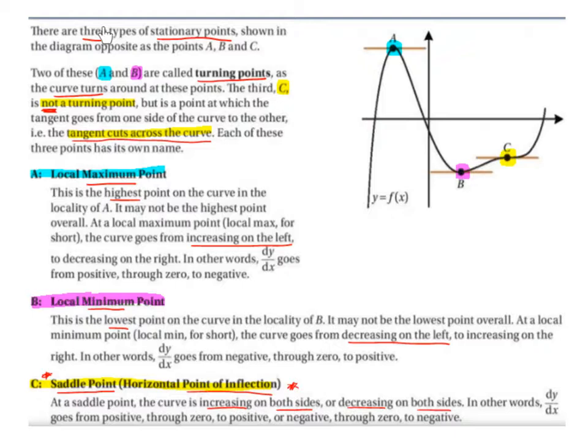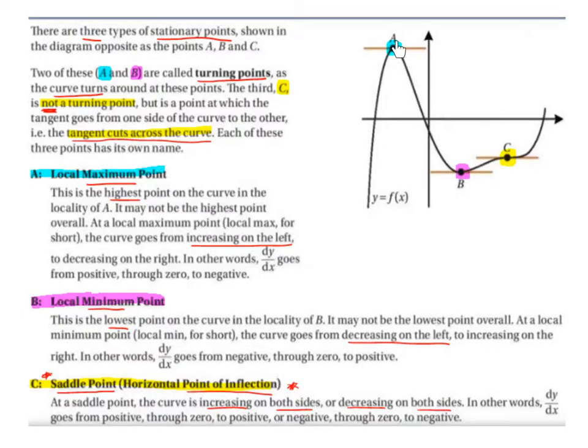There are 3 types of stationary points shown in the diagram opposite as the points A, B and C. 2 of these, A and B, are called turning points. So A is a turning point and B is a turning point. C is not. A and B are called turning points as the curve turns around at these points.